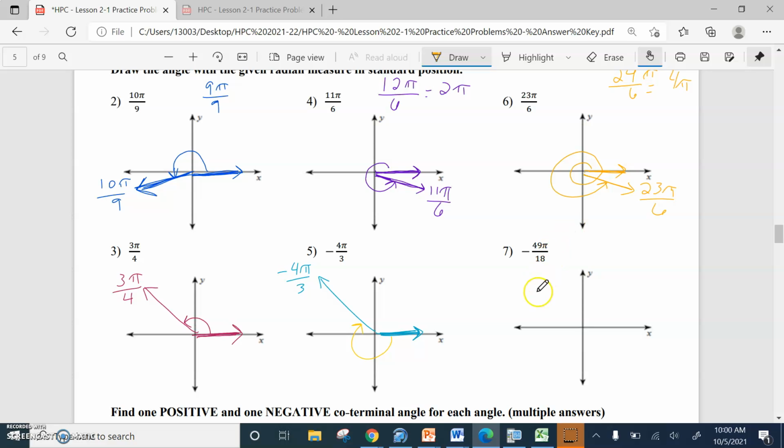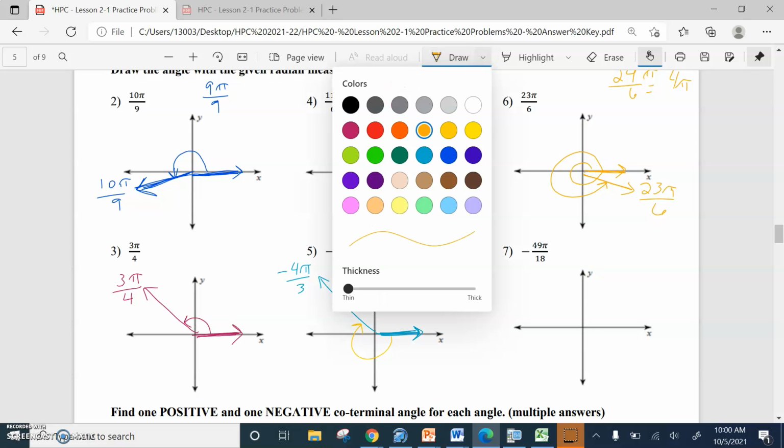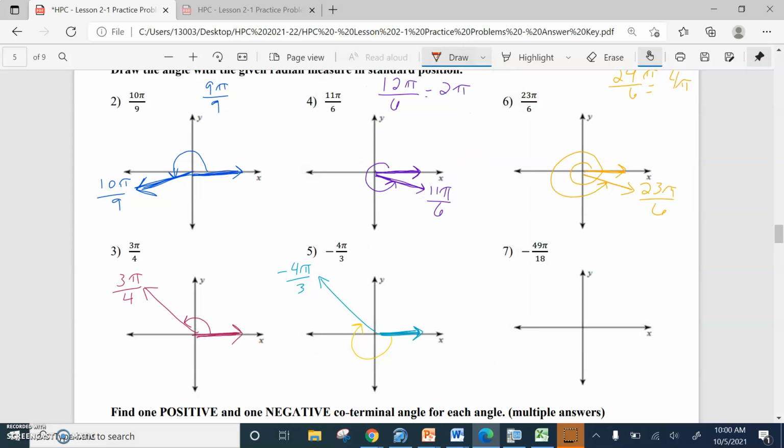Number 7. 7 is, I guess it's the last one. It is the toughest one. Here's what we're going to do, though. We're going to say standard position. We'll go back to red. Standard position here, initial side. Now, we are going to have to go, quote unquote, backwards. We're going to go clockwise around this thing.